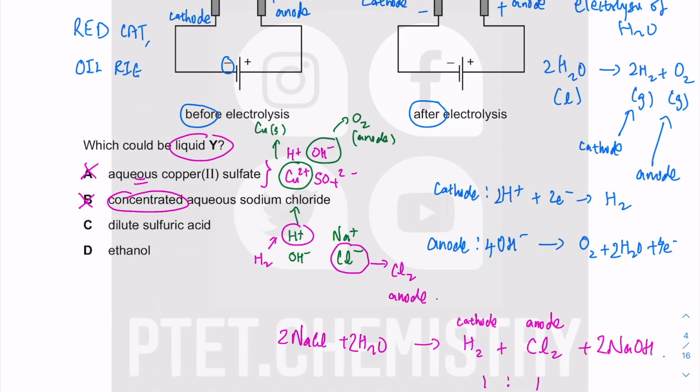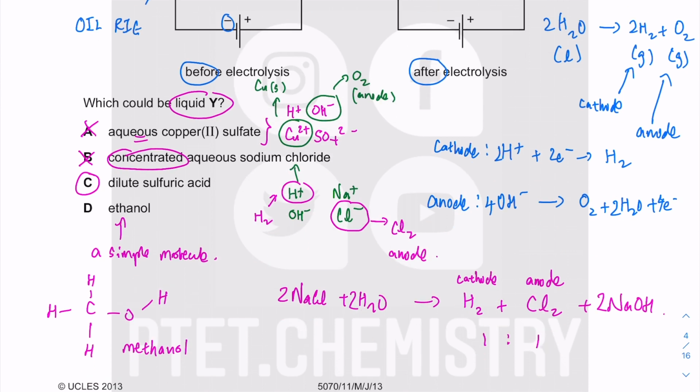Now onto dilute sulfuric acid and ethanol. Very obvious, C is the answer, because ethanol is a simple molecule, and I think this is one of the 11 or 12 covalent compounds that you're supposed to draw. Whether it's methanol, so this is methanol. I think the one in the syllabus under structure and bonding in topic 3, or whatever topic you call it, is basically this simple covalent structure of methanol. It does not conduct electricity.